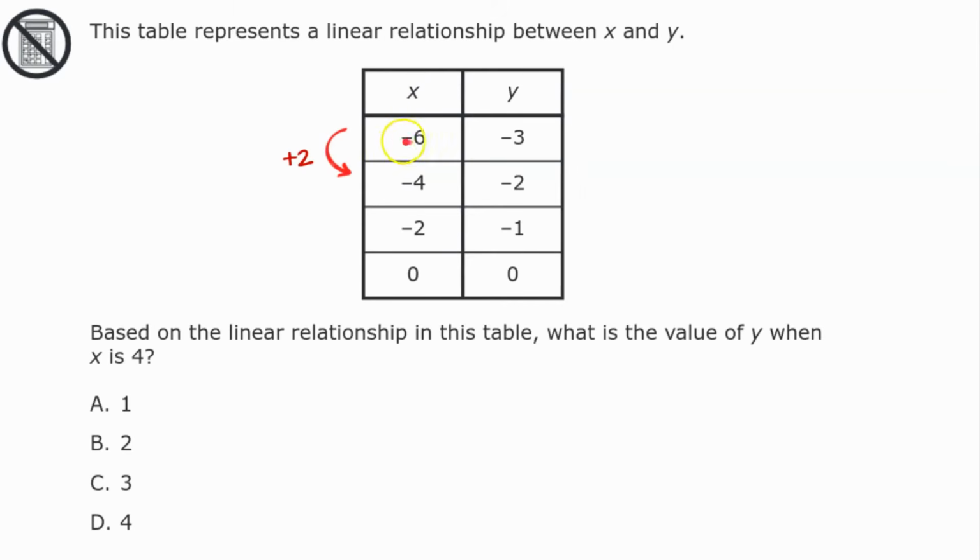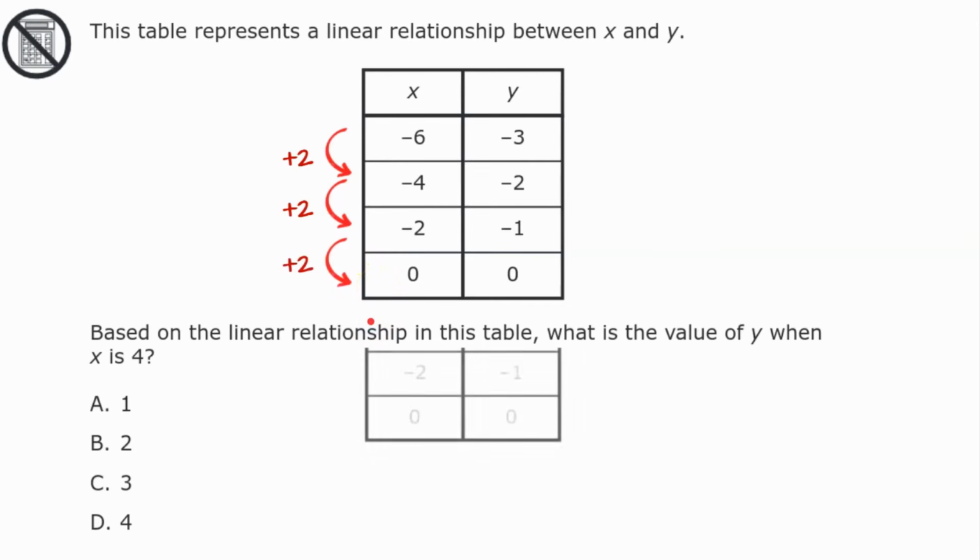So with the x values, -6 plus 2 is -4. -4 plus 2 is -2. -2 plus 2 is 0. I'm going to add now some rows to my table so that I can continue my pattern. 0 plus 2 is 2. 2 plus 2 is 4.